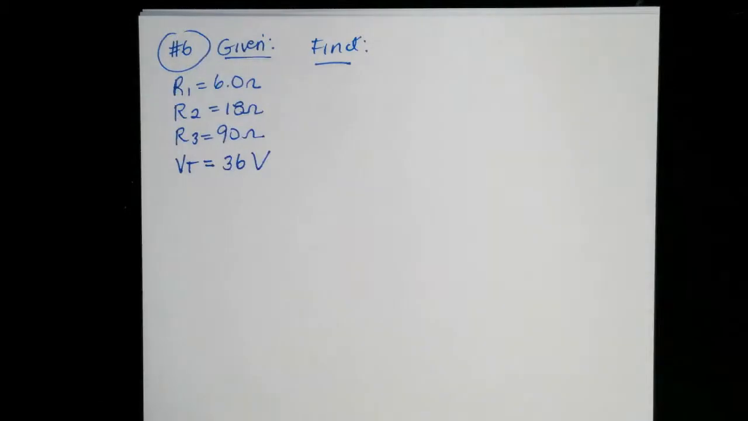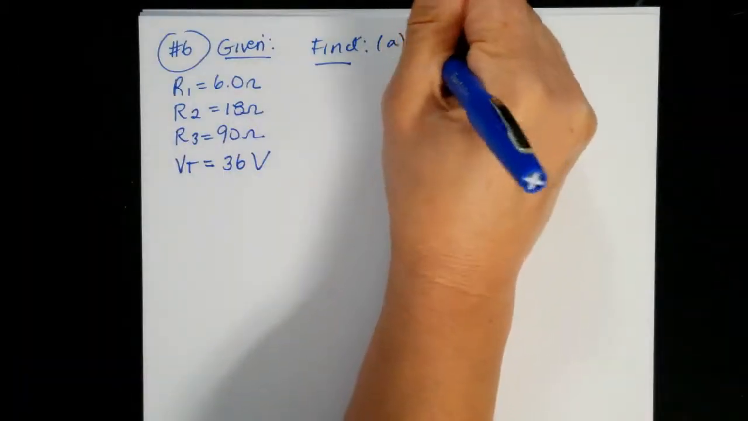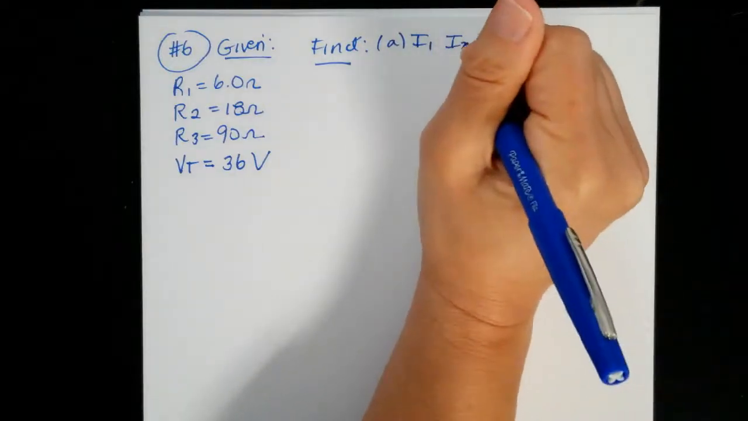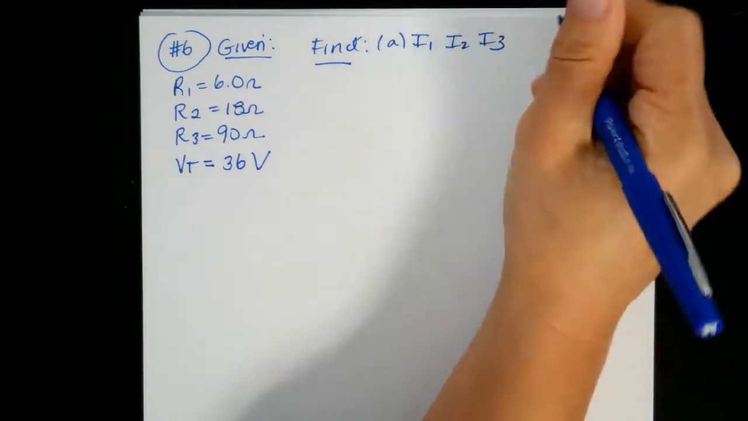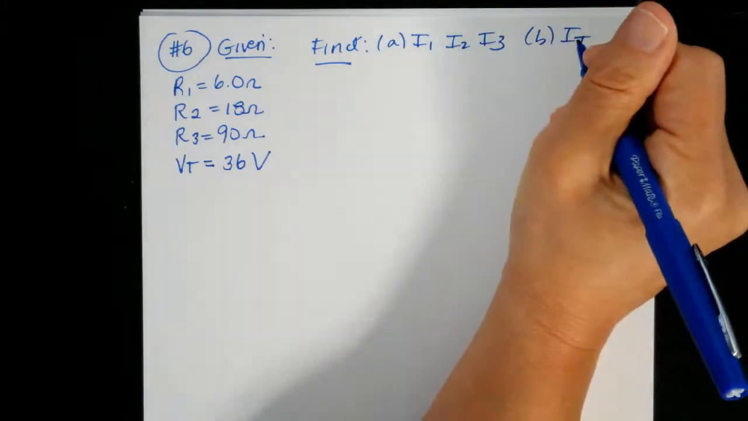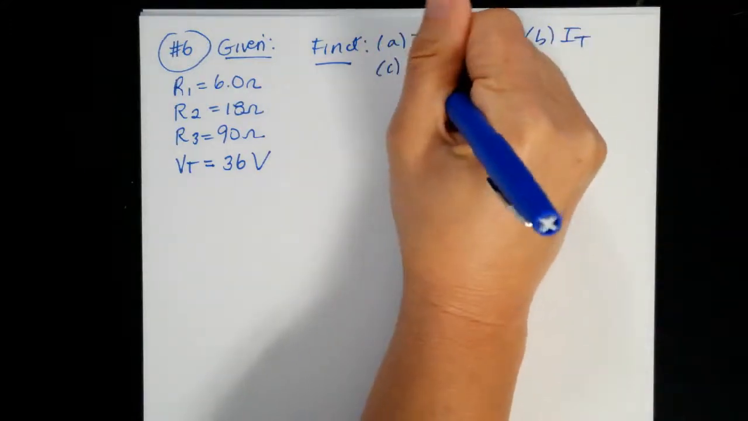And then it says find what is the current through each resistor. So I want to find I1, I2, and I3. What is the total current? So I want to find IT. And then it says what is the effective resistance of the circuit? So I want to find RT.